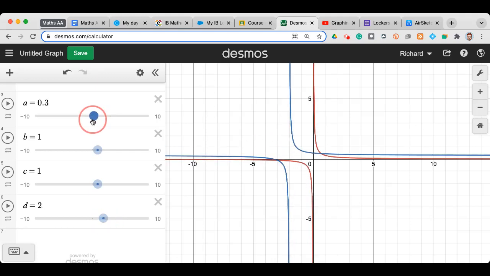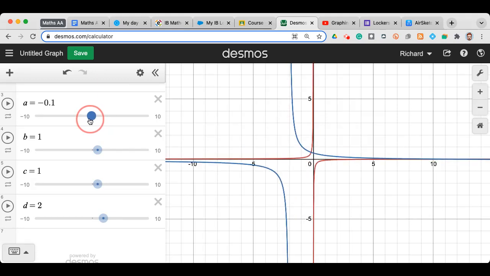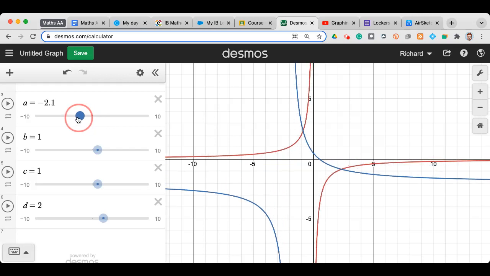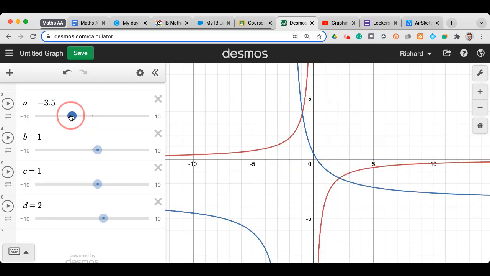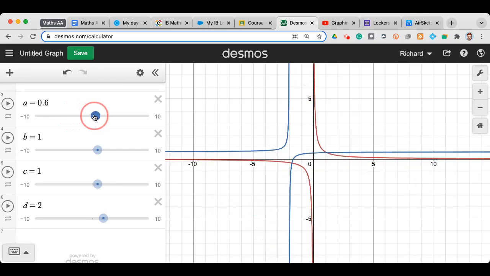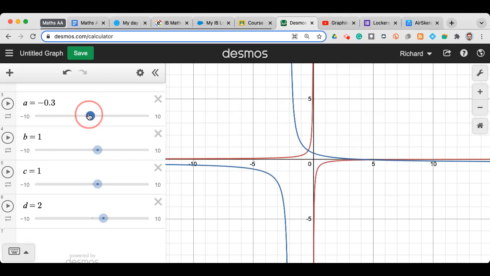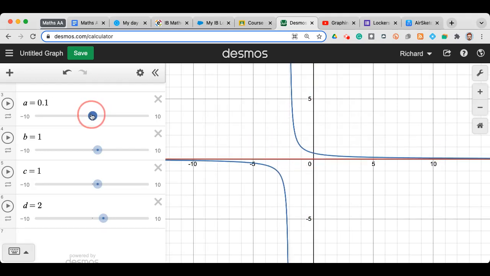If I make A negative, of course it will flip. Even a small value of A will make it flip. Yep, because it's a reflection then as well, right? A is a slider for that one as well.